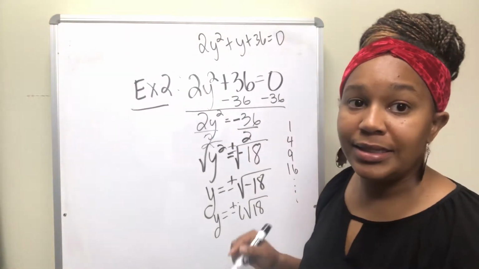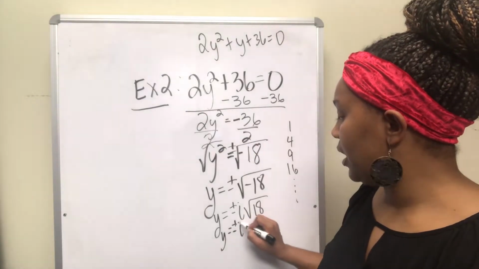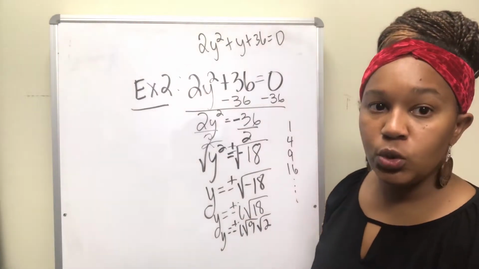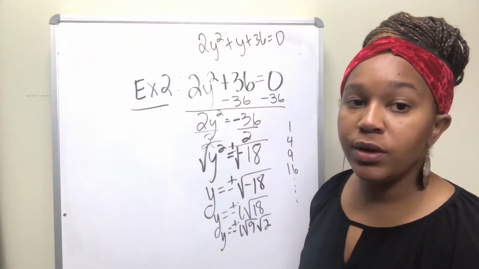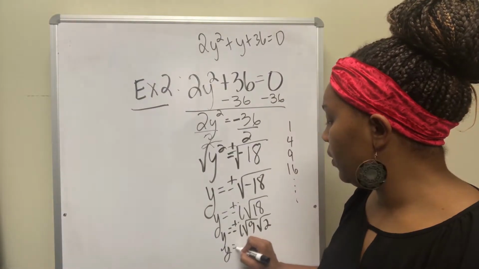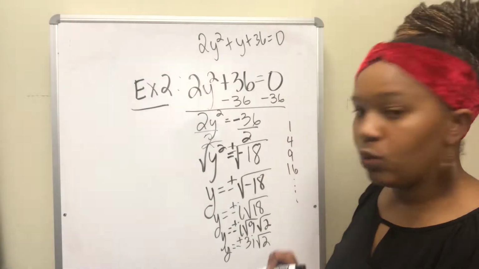Yes, you can. It's 9 times 2. So you get y equal plus or minus i square root of 9, and I'm going to go ahead and break it up, times the square root of 2. And we know the square root of 9 is 3. So we replace the square root of 9 with 3, and we get y is equal to plus or minus 3i square roots of 2.